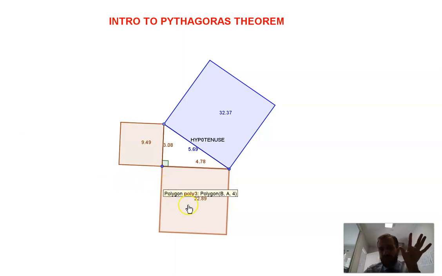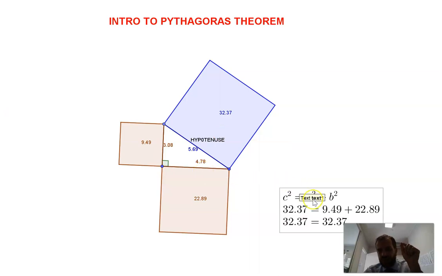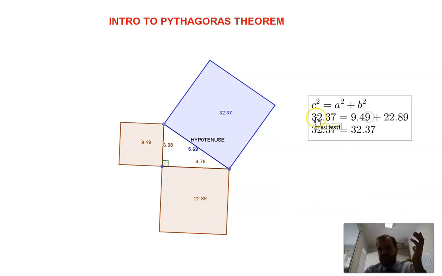Now what you'll notice is that's about 23, that's about 10. Add them together, you get about 33. This one, 32.37. In fact, this is Pythagoras' theorem, and you might already be familiar with it. C squared is equal to A squared plus B squared. So that square, 32.37, is equal to that square, 9.49, plus that square.